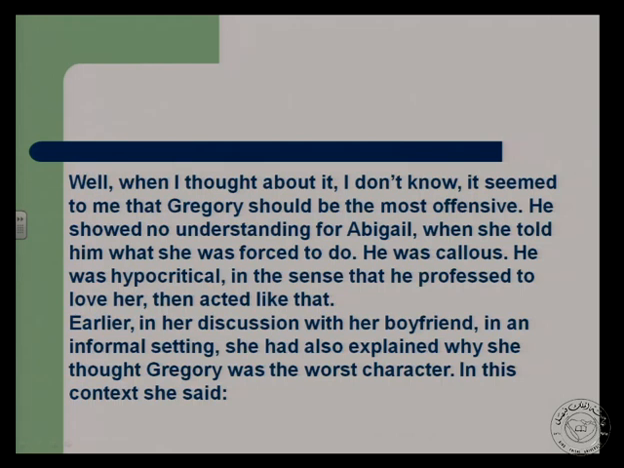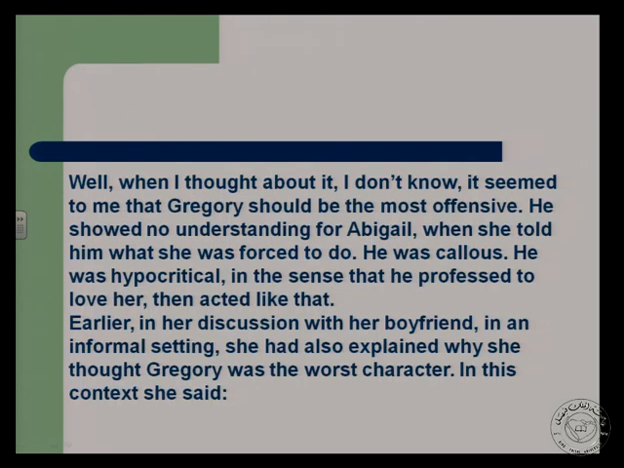She said, "It seemed to me that Gregory should be the most offensive." Notice the use of the word offensive. "He showed no understanding for Abigail when she told him what she was forced to do." Notice the use of a clause. "He was callous. He was hypocritical in the sense that he professed to love her, then acted like that."